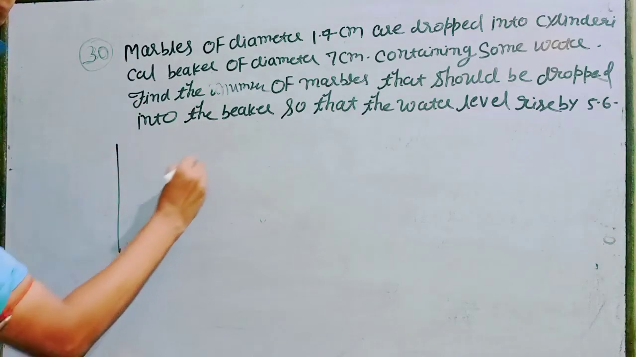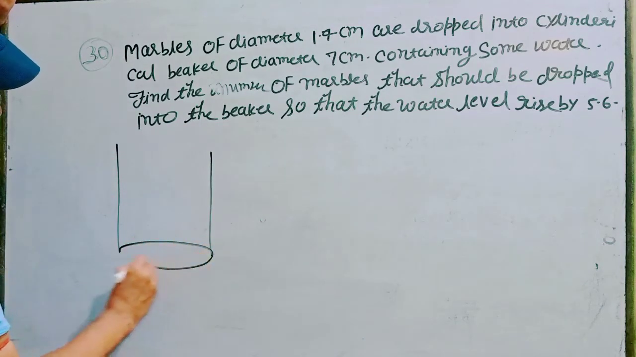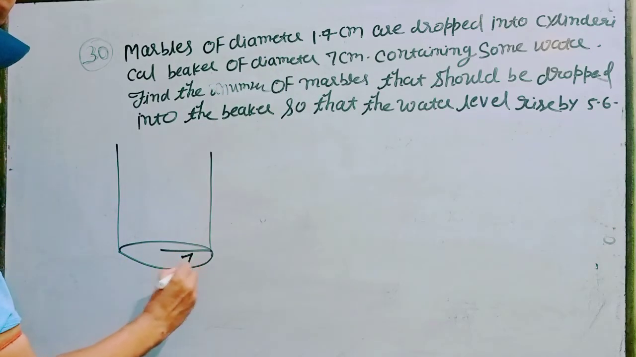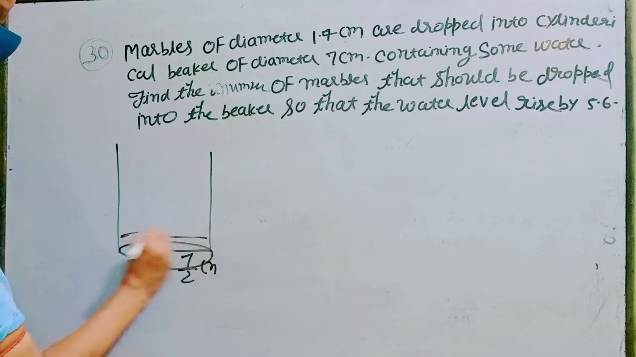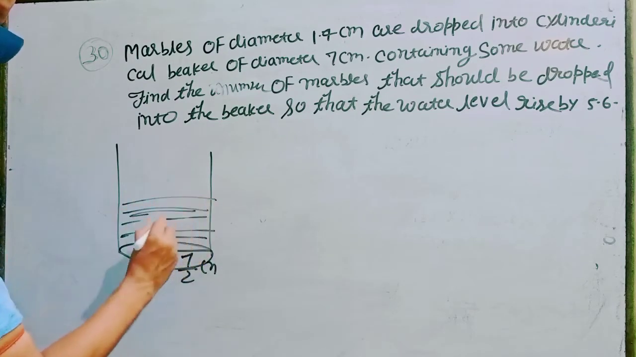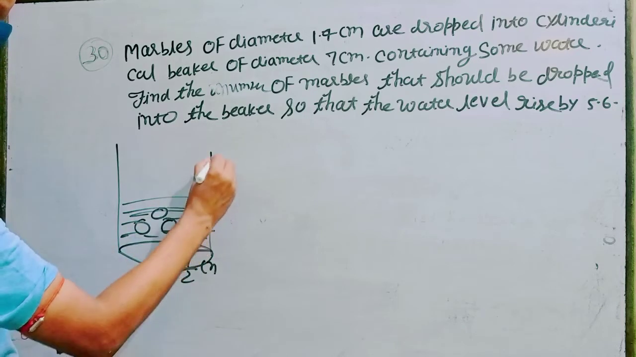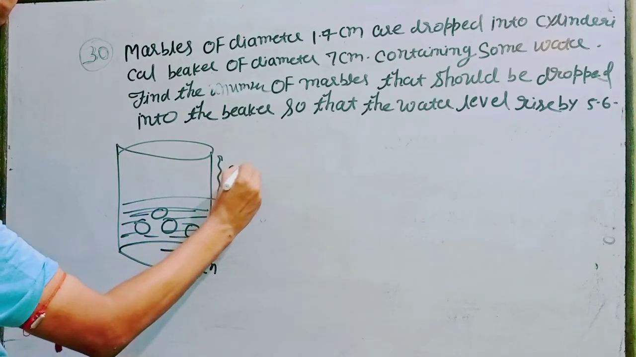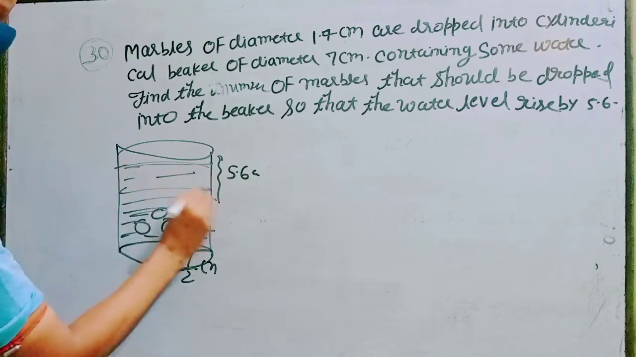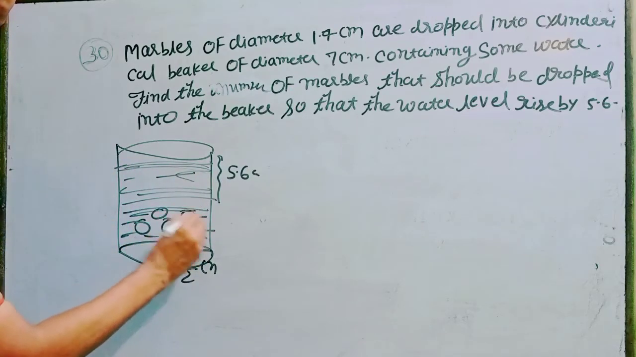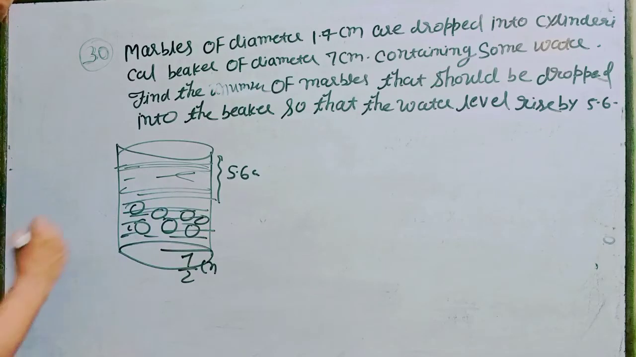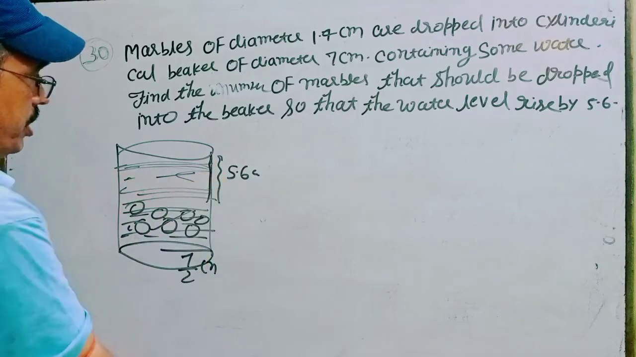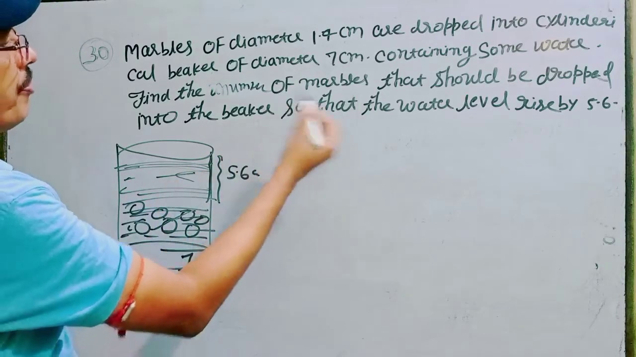Here is a beaker whose diameter is 7 cm, that means radius is 7 by 2 cm, and water is here. When marbles are dropped into it, then water rises up to 5.6 cm. Then water is now here. So your question is, what is the number of marbles dropped into it? Then it is clear the volume of the marbles is equal to the volume of the risen water. So your question is, find the number of marbles.